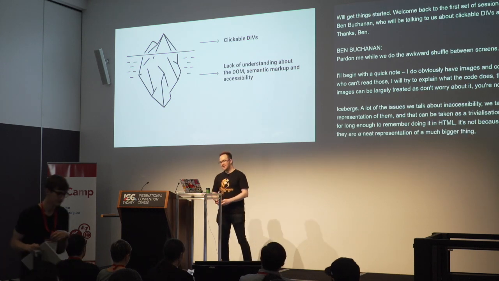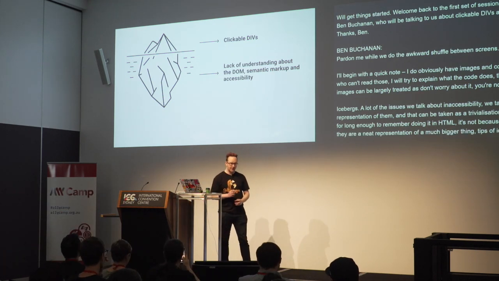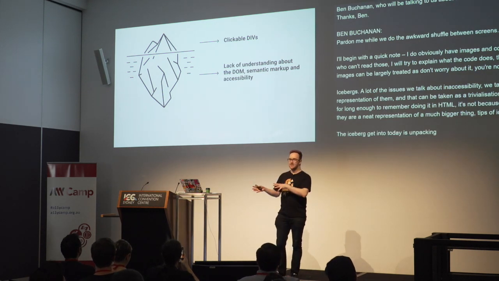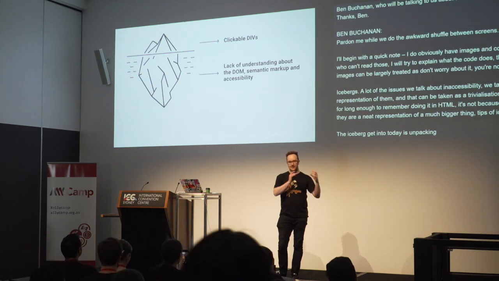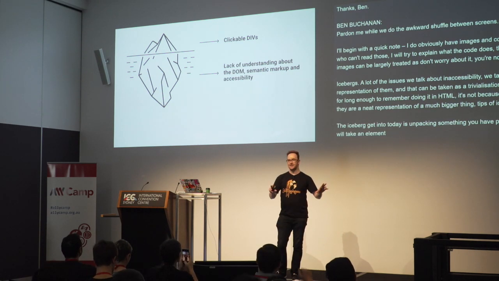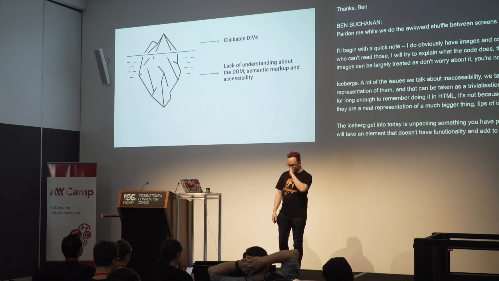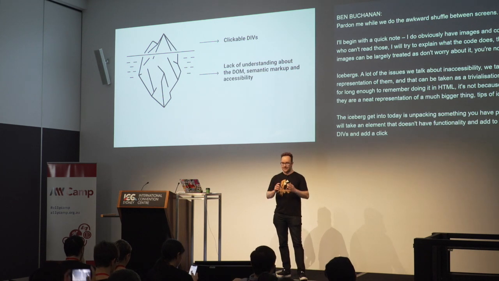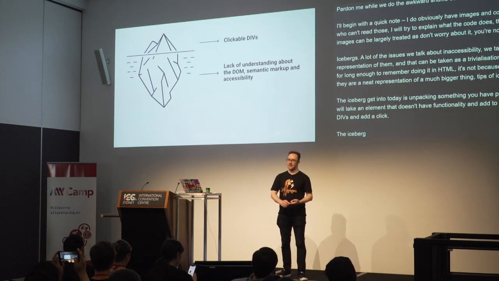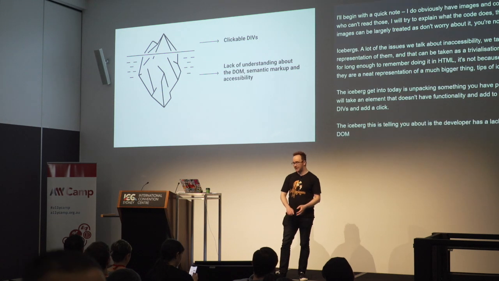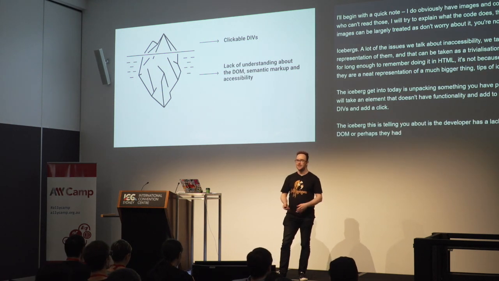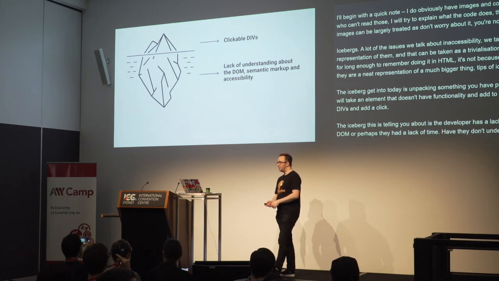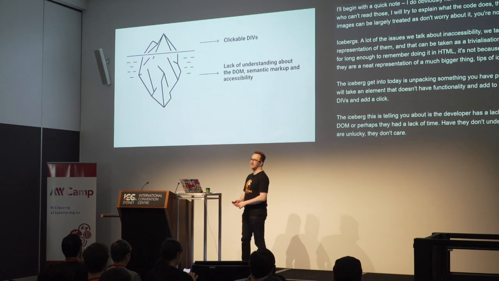And the iceberg I'm going to get into today is unpacking something that you've probably heard other people referring to, which is you see developers will take an element that doesn't have functionality and they'll add it to it. So the typical, the reduced case is to take a div and add a click event. And the iceberg that this is really telling you about is that the developer has a lack of understanding about the DOM, or perhaps they had a lack of time. Maybe they don't understand semantic markup or accessibility. If you're unlucky, they don't care. But it's more likely that they are just simply naive about the depth of the DOM.